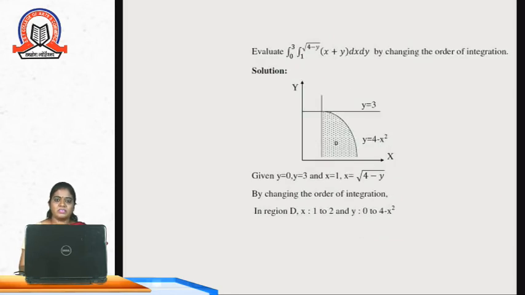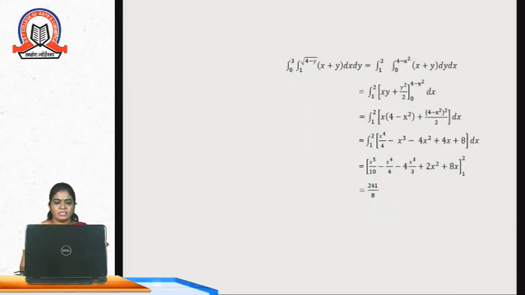Similarly, evaluate integral 0 to 3, integral 1 to root of 4 minus y, (x plus y) dx dy using change of the order of integration. Here the limits of y are 0 to 3, x are 1 to root of 4 minus y. After changing the integration, changing the limits, we are getting x equal to 1 to 2, y equal to 0 to 4 minus x square. Applying this in the question, we are getting the result 241 upon 8.